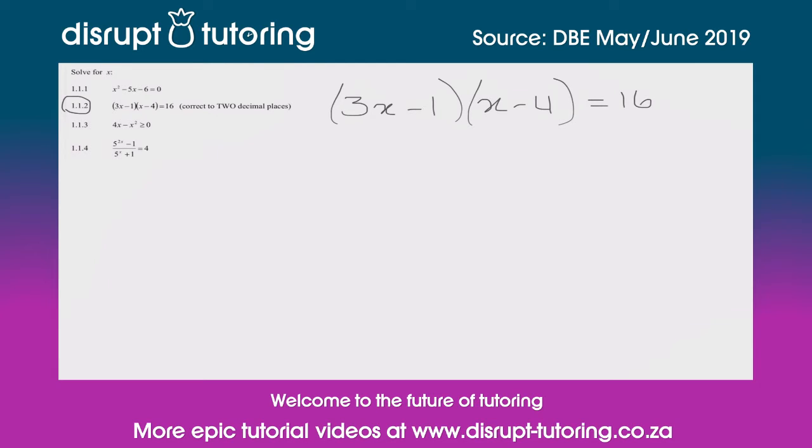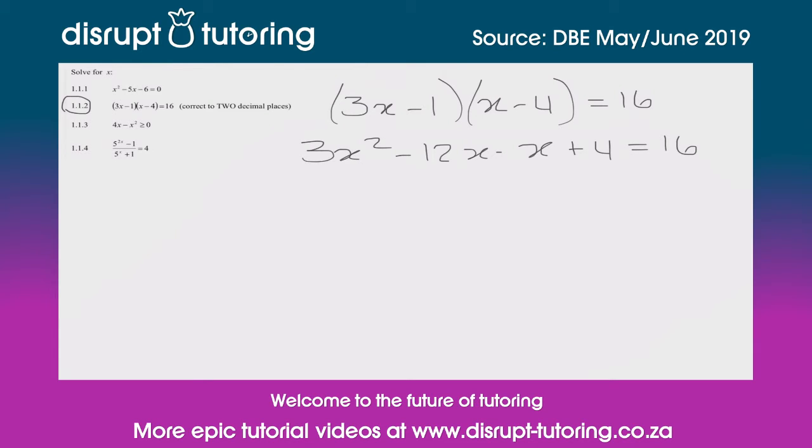Right, so the first thing I want to try and do is expand this out. I want to get rid of those brackets. So what I'm going to do is multiply those two terms, and then multiply those two. All right, so let's do that quickly. That's going to give us 3x² - 12x - x + 4 = 16.